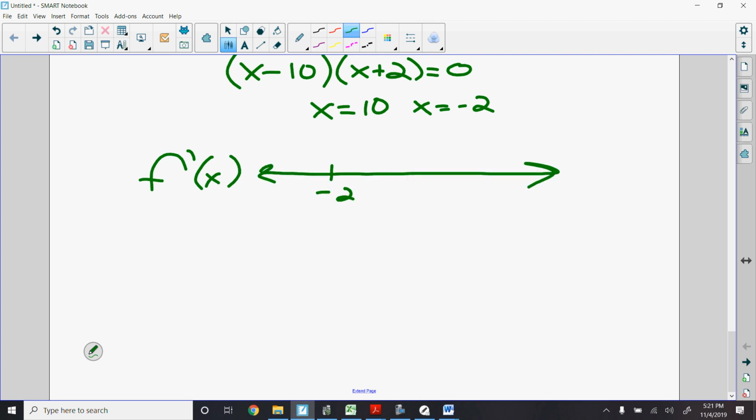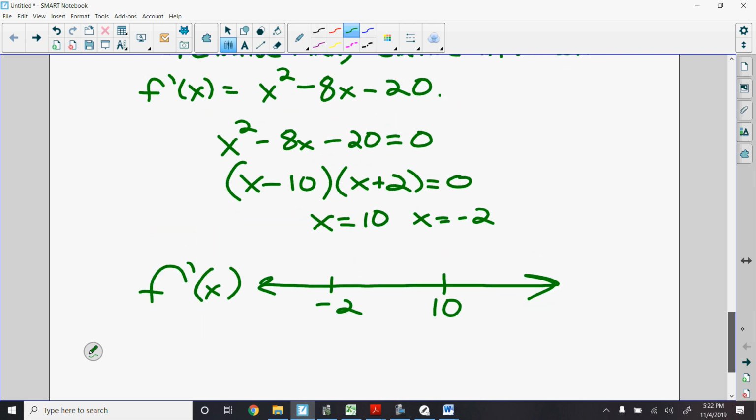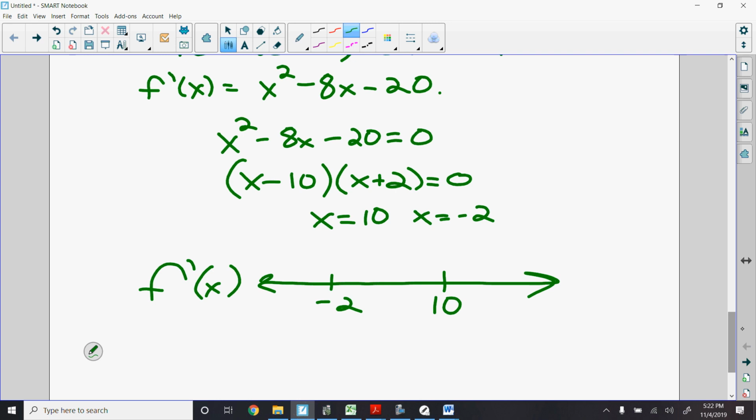I'm going to plot -2 and 10. Now make sure -2 is on the left and 10 is on the right, otherwise you're going to confuse yourself. Okay. And what I need to do now is check numbers to the left of -2, in between -2 and 10, and to the right of 10. And I'm checking them in f prime of x.